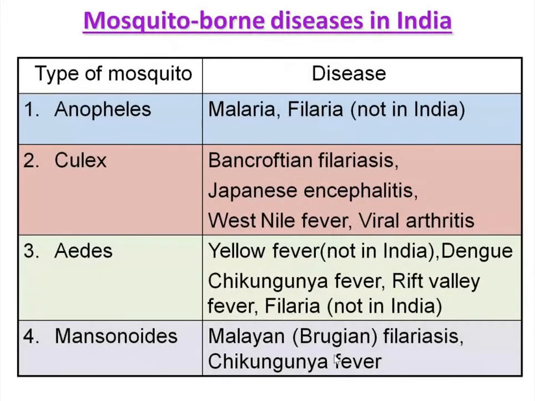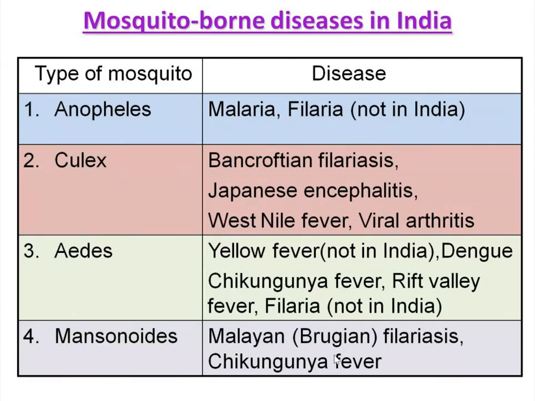Next, coming to the diseases which are transmitted by various mosquitoes. These are very important for us. So, different types of mosquitoes and the diseases. Anopheles usually causes malaria, and in some parts of the world it also causes filaria. But in India, filaria is mainly transmitted by the Culex mosquito. Right? So what are the diseases transmitted by Culex mosquitoes?